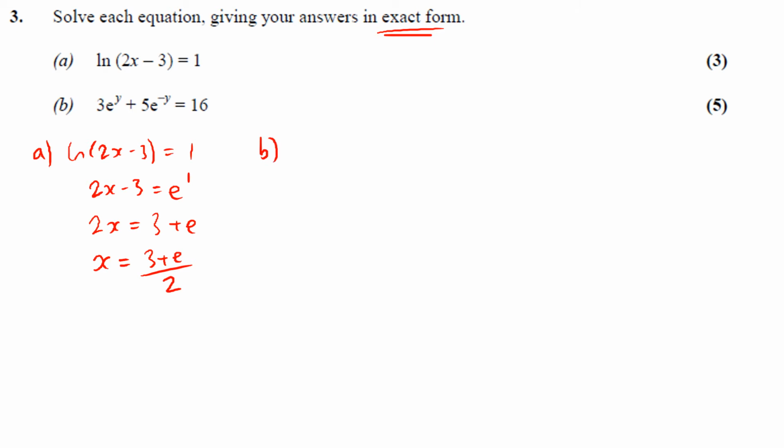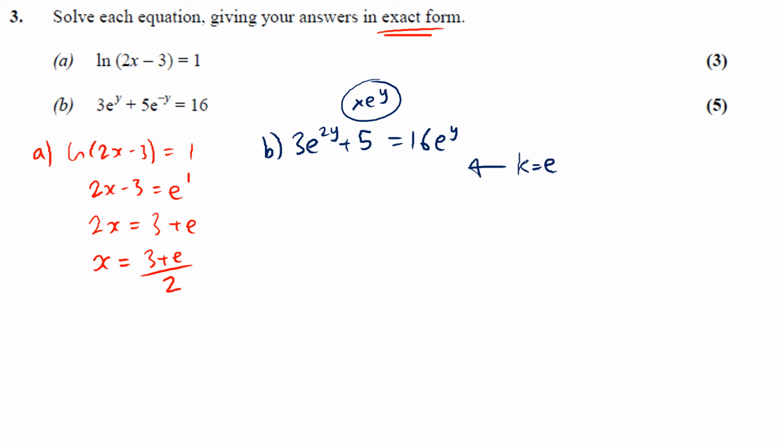For the second one, this is one of those substitution ones. The first thing we need to do is multiply everything by e to the y. If we do that, we're going to end up with 3e to the 2y plus 5, because that cancels out with e to the minus y, doesn't it? It gives you e to the 0, which is just 1, is equal to 16e to the y. So what we did was we times everything by e to the y. And then we're going to make a substitution. We've used x and y, so let's use k. Let's say k is equal to e to the y. And more importantly, that means that k squared is e to the 2y.